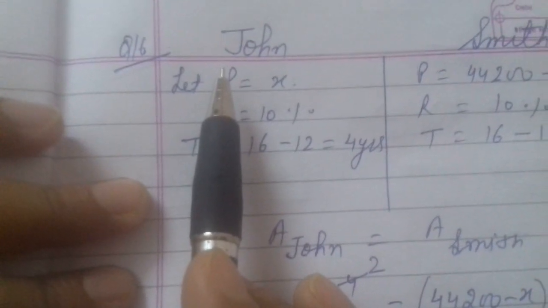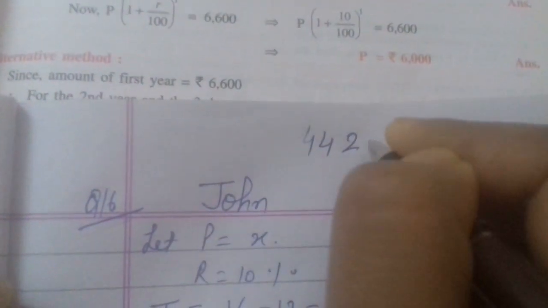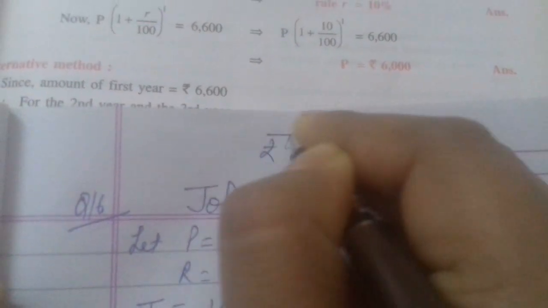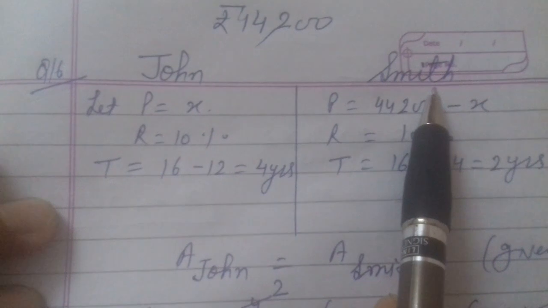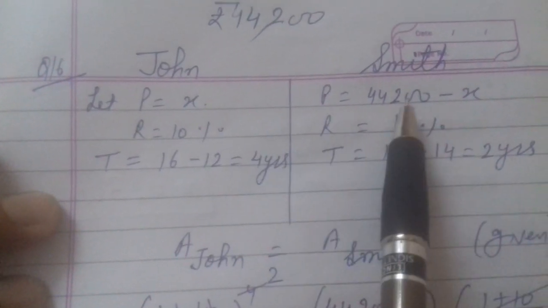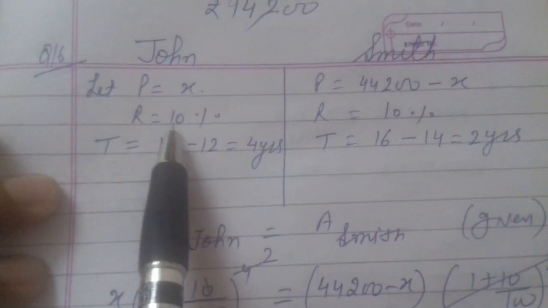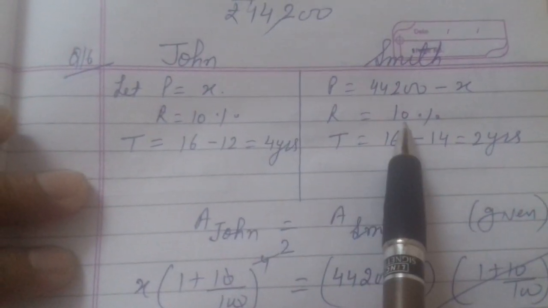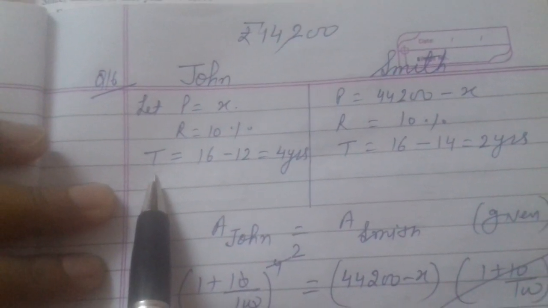A sum of 44,200. This is the sum 44,200 is divided between John and Smith. What is the ratio? We don't know. So let John has got X. Then what will be the share of Smith? 44,200 minus X. Rate percent is same for them. And it is given that they will receive the equal amount.